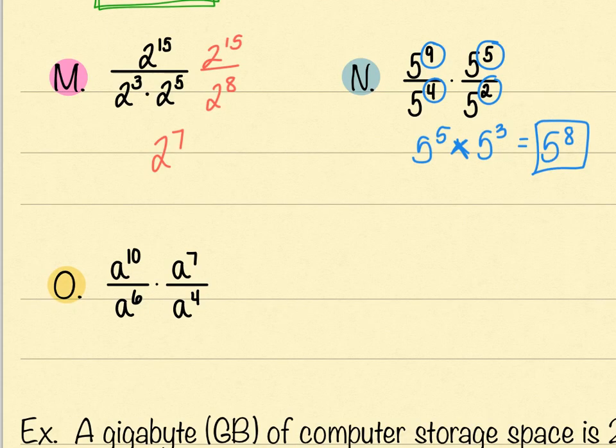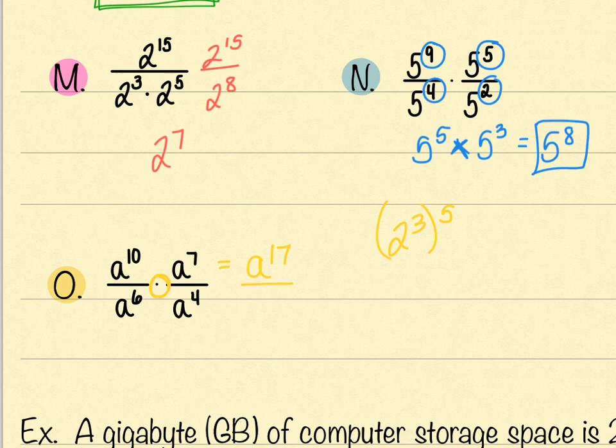And then example O. Last time I simplified each of them. This time I'm just going to multiply across. A to the 10th times A to the 7th. I'm going to add those exponents to get A to the 17th. Remember, I'm not multiplying those exponents. The only time I multiply the exponents together is if I'm raising a power to a power. Otherwise, I'm just going to add those exponents to get 17.